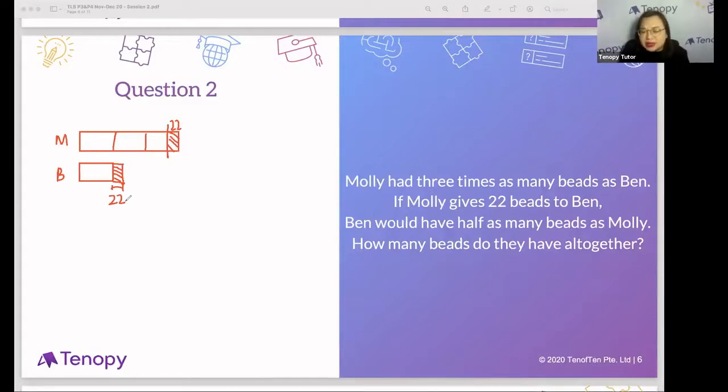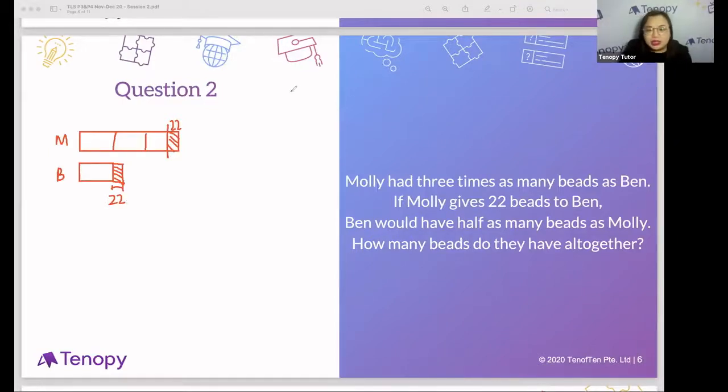Next, what does it mean by Ben would have half as many beads as Molly? So Liha, how do you think I should continue from here? When it said Ben would have half as many beads as Molly. But where's the half? How do we get this part? Oh, you think 1 unit is 22? Why do you think 1 unit is 22? Anyone know how we should continue with the model drawing? What should I do right now?